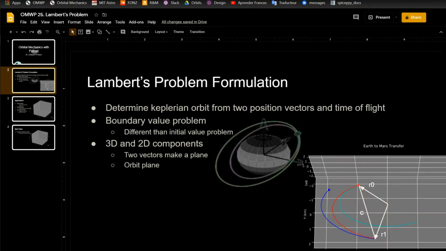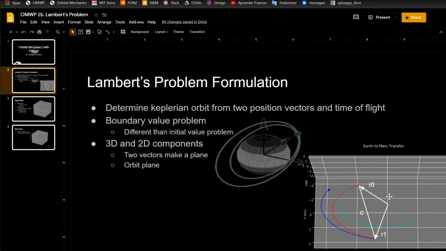So what Lambert's problem is: when you have two position vectors and a time of flight in between them, and then you want to find the orbit from those position vectors. So I have an example here of an Earth to Mars transfer, where your initial position vector is going to be the position of Earth whenever you want to leave Earth, whenever you want to launch. And the second position vector is going to be the position of Mars whenever you want to arrive. And you have some sort of time of flight in between them.